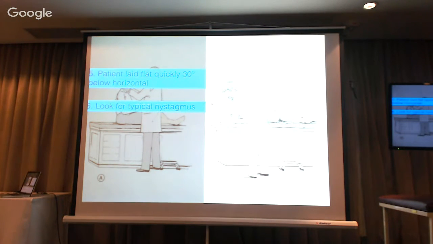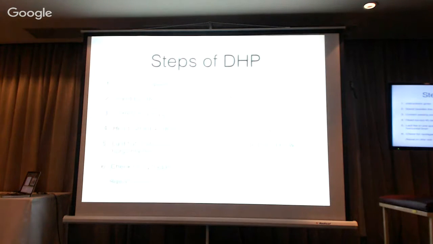So let's summarize them. Instructions, I told you about. Stand beside the patient, head turn 45 degrees, correct seating position, lay flat quickly in a smooth movement, 30 degrees below the horizontal level, and you are checking for the nystagmus. Lastly, you need to repeat that on the other side. It may be useful to ask which side the patient roughly knows whether they are symptomatic on, and start on the normal side first, and then you move on to the other side. Repeat on both sides.